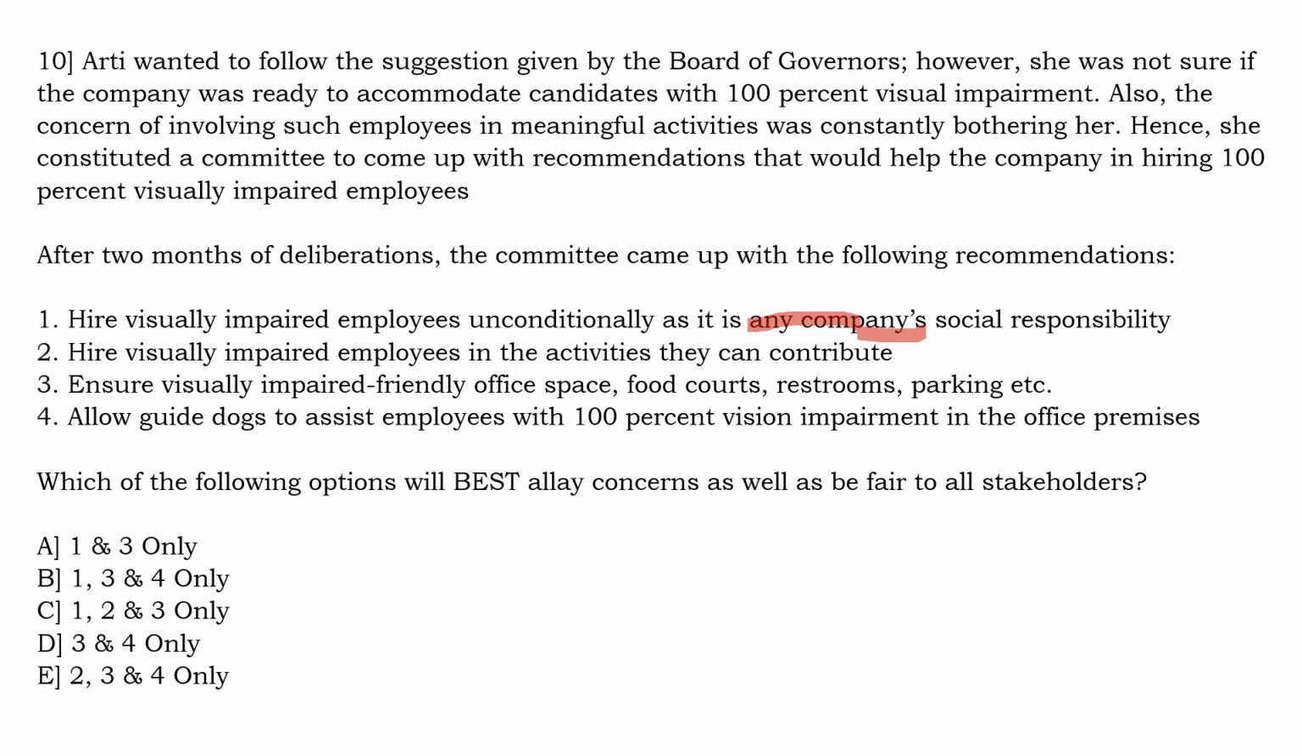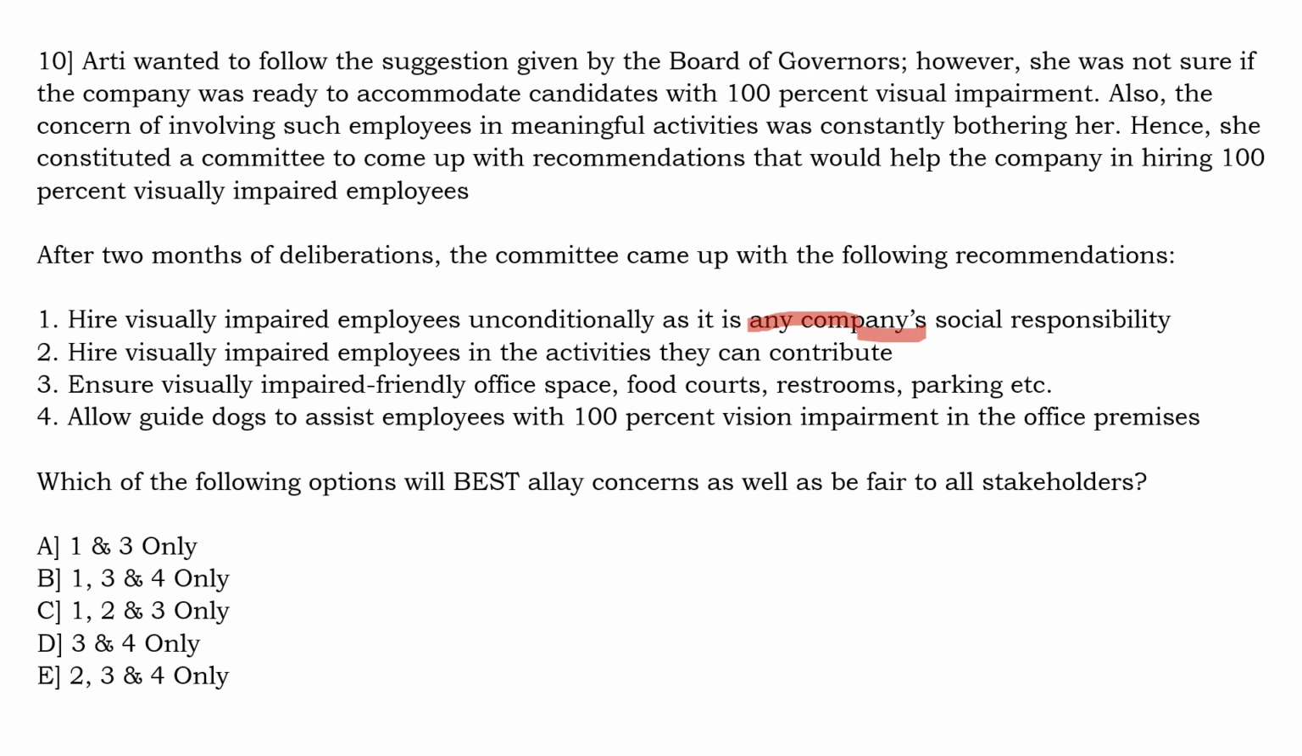The company is not hiring the people because it is a social responsibility. The company is hiring people because it says that it will improve the image of the company and thereby lead to more sales. So when you talk about social responsibility, this is not an issue that is going to remove the concerns of the people involved. So that is not an answer. Option 2, hiring visually impaired people in the activities they can contribute. Yes, this will remove the concerns, because the CEO's concern is what will they do once they are appointed.